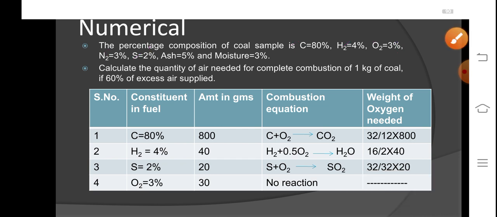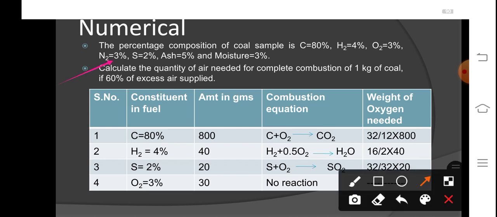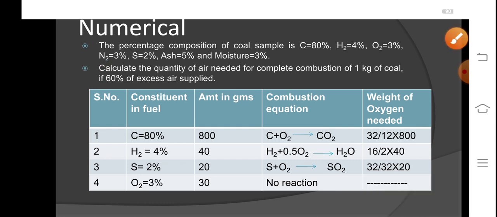So in our given fuel, we have to calculate the quantity of air required for complete combustion of 1 kg of coal. The condition is that 60% excess air is supplied. So let us solve this numerical. What are the constituents which we need to consider? Carbon, hydrogen, sulfur.